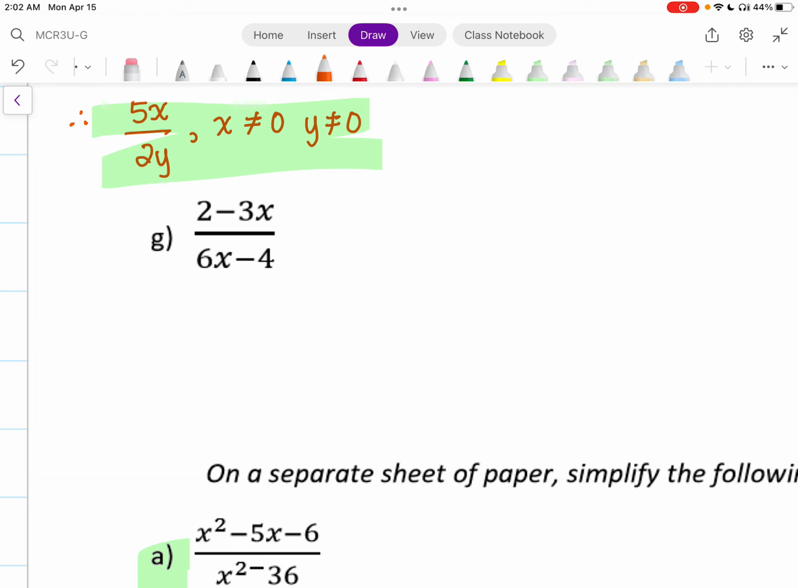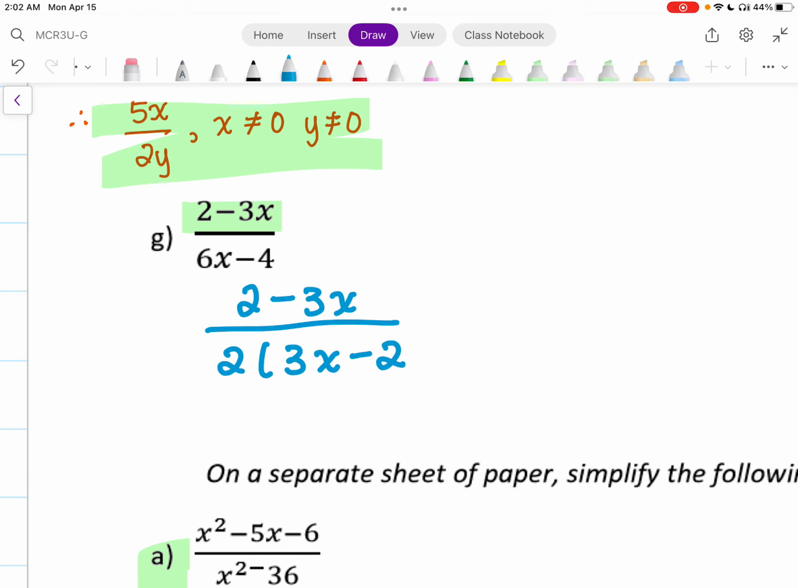2 minus 3x, just by looking at it, I really can't take anything out. So I'm going to leave it as is. Okay, so I'm going to leave it as 2 minus 3x. For 6x minus 4, I know I can take out 2. So I'm left with 3x minus 2. Now, if I look at these two, the top and the bottom, I notice that they have the same numbers and the same variables, the signs are different.